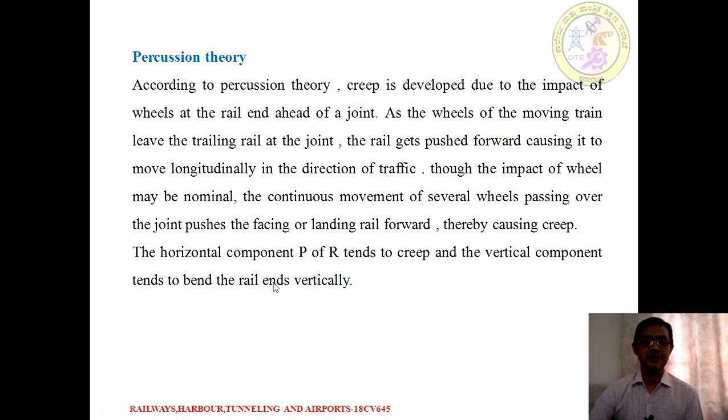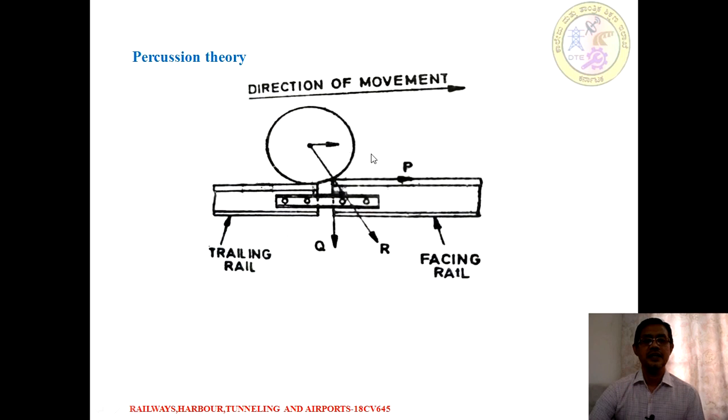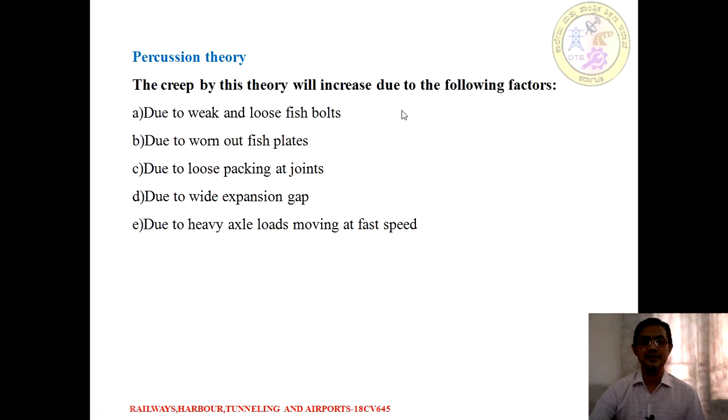For better understanding, we are going to analyze the percussion theory using this concept. Here the left side is called the trailing rail, and the next rail is called the facing rail. Whenever we apply a wheel load near the joint, the trailing rail behind it pushes the facing rail in the forward direction, that is in the direction of P, thereby resulting in a force R in the system. So this is according to the percussion theory.